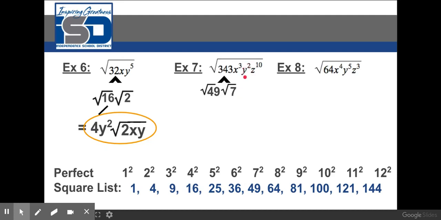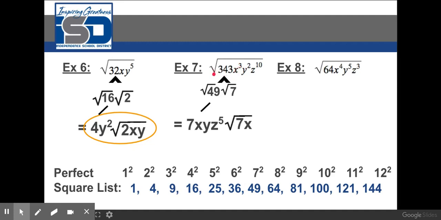We have 2 y's, so that means we're going to be able to take out 1 y. And we have 10 z's, so if I do 10 divided by 2, that means I have 5 z's I can take out. So the square root of 49 is 7. The x I could take out, the y I could take out, and the 5 z's I could take out, leaving me with 7 and the x that was left over from dividing the 3 by 2.